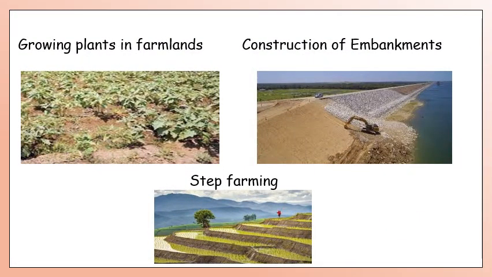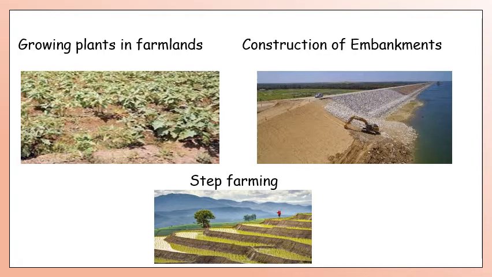Now next is growing plants in farmlands. Students, when the land is not being used for farming, then it is good to grow grass or some other plants to bind the soil particles together. Like this, we can prevent soil erosion.